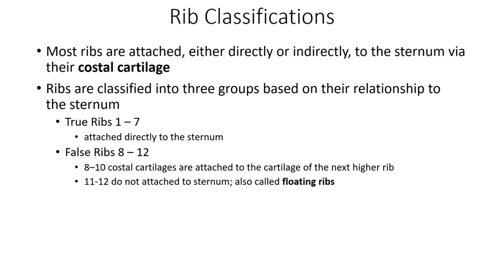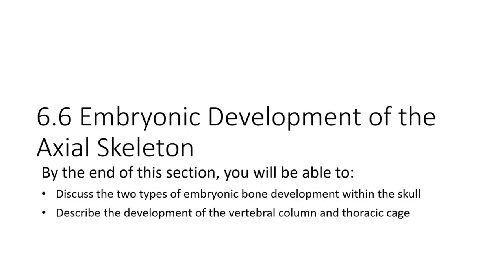So we learned about ribs in lab already. Remember, we've got some different types of ribs. These are going to be attached either directly or indirectly to the sternum using costal cartilage. So we've got those true ribs that attach directly to the sternum through their costal cartilage. And then we have some false ribs that are indirectly attached to the sternum using the cartilage. And then we've got those last couple that are also called floating ribs because they do not attach to the sternum at all, and so they're partially floating.